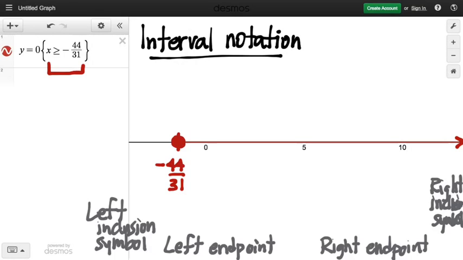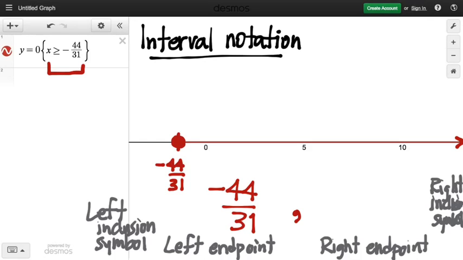So to make interval notation, we need to include these four things. And then in the middle of these four things goes a big old comma. So my first question is, in our solution set, what is the leftmost endpoint? What is the least number that belongs to this solution set? Yeah, that's staring at us in the face. Right? Negative 44 over 31 is the leftmost number that belongs to our solution set.